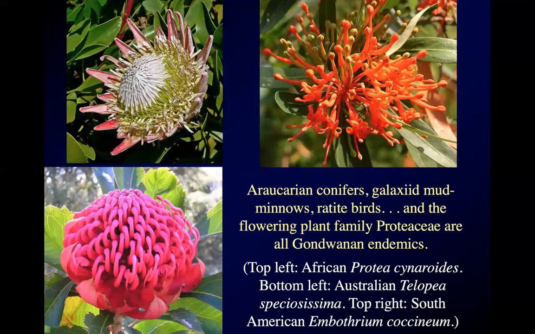So at the top left, Protea cynaroides is the national flower of South Africa. Down at the bottom left, that's an Australian Protea or Proteaceae, and there's a South American Proteaceae at the top right. None of these naturally turn up in North America, Europe, or most of Asia.